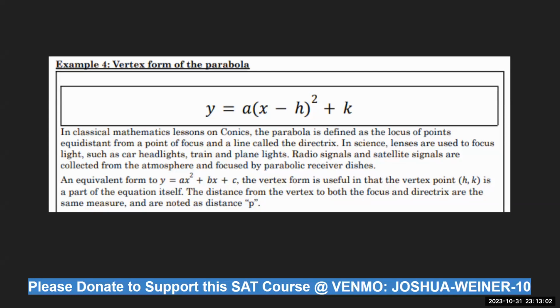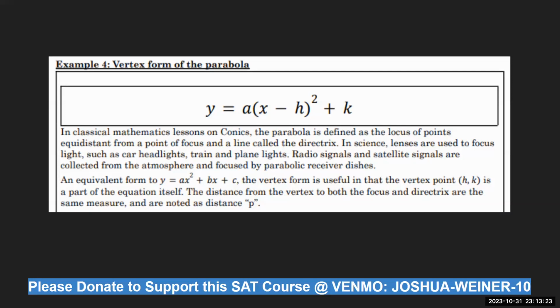In science, we have glass lenses, like eyeglasses or contact lenses, or lenses in the lab for experiments to focus light. We also see them in car headlights, in train and plane lights. Radio signals and satellite signals are collected from the atmosphere and focused by parabolic receiver dishes.